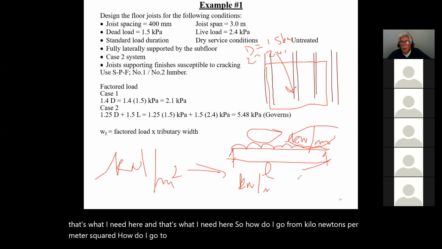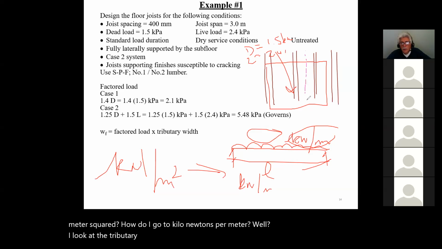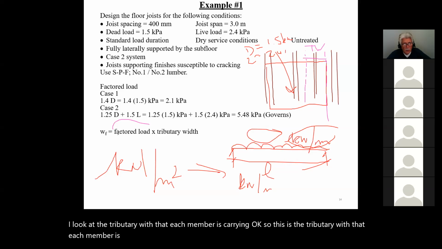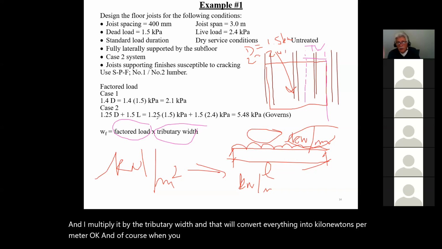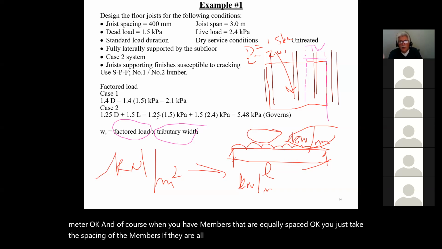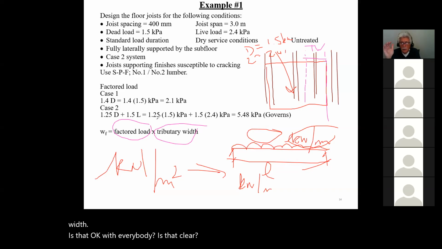Well, I look at the tributary width that each member is carrying. So I take my factored load and multiply it by the tributary width, and that will convert everything into kilonewtons per meter. And of course, when you have members that are equally spaced, you just take the spacing of the members, and that becomes your tributary width. Is that okay with everybody? Is that clear? Yes, sir.